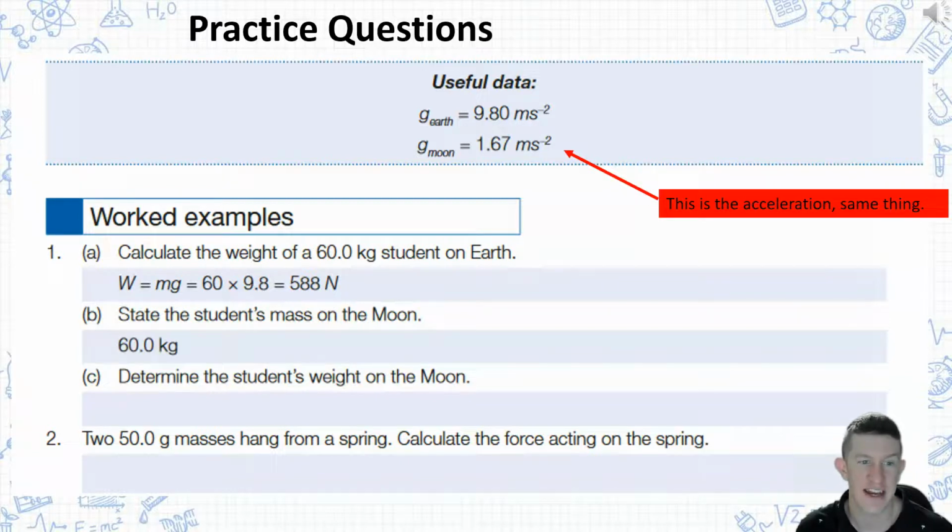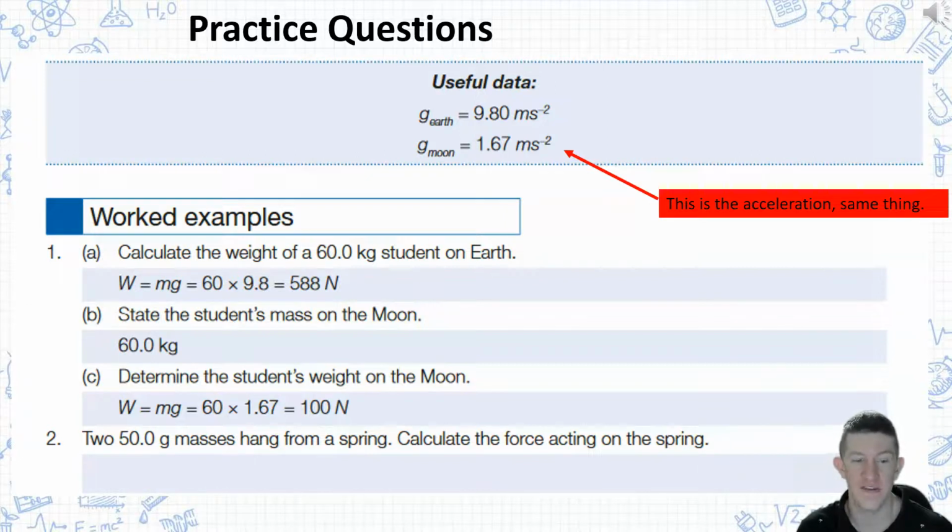On the moon, they are still 60 kilograms because remember, mass does not change no matter where we are. However, their weight on the moon will be their mass times the new gravity, which is the 1.67. So they'll only have 100 newtons of force against the ground. So basically 1/6 of the force they would have on Earth.